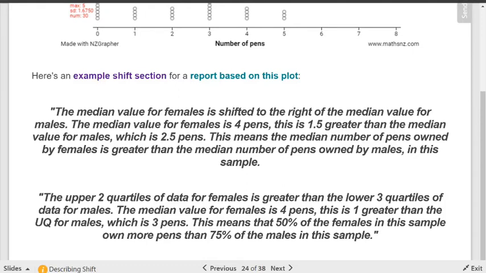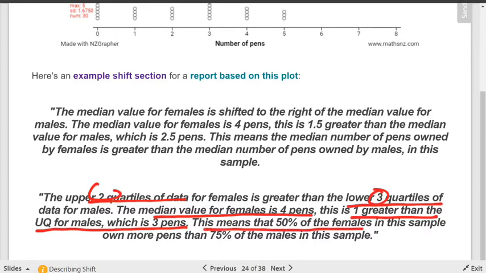Here, the upper 2 quartiles of data for females is greater than the lower 3 quartiles. And we know it's shift because 2 and 3 makes 5, which is our magic number if you want to compare that. Okay? Then it says the median value for females is 4 pens, which is 1 greater than the upper quartile for males, which is 3 pens. All right? Then this means that 50% of the females in this sample own more pens than 75% of the males in this sample.